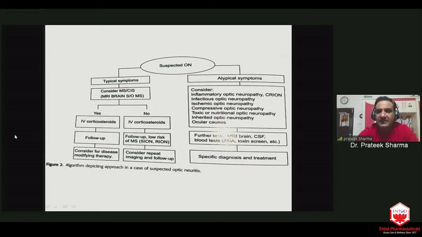So this is just a layout of how to approach any patient with suspected optic neuritis. If there is a typical symptom, consider multiple sclerosis or clinically isolated syndrome, and do an MRI brain to see if it is suggestive of multiple sclerosis. If yes, give IV steroid, follow up, and consider DMD, disease modifying therapies. If no, then give IV steroid and follow up; there is no risk of MS, but there are chances of CRION, chronic relapsing inflammatory optic neuropathy, so consider repeat imaging and follow-up. If there is an atypical symptom, there are chances of inflammatory optic disease, infectious, ischemic, compressive, or toxic neuropathy. Further workup with MRI brain, CSF, and ANA should be done, and a specific diagnosis and treatment made.